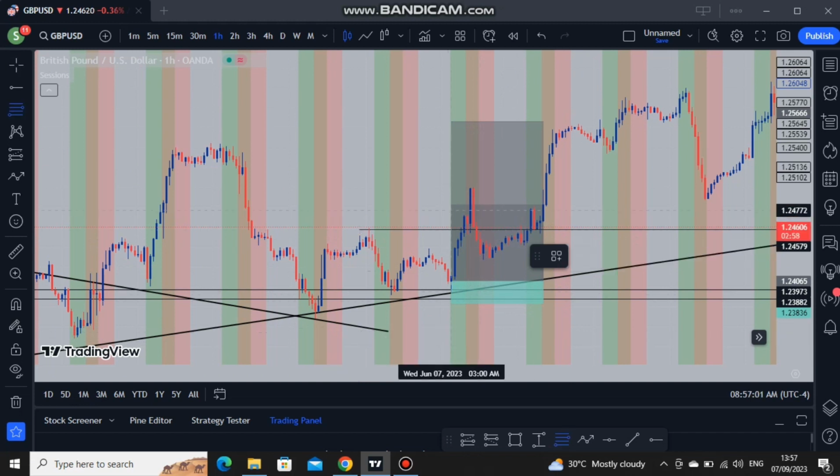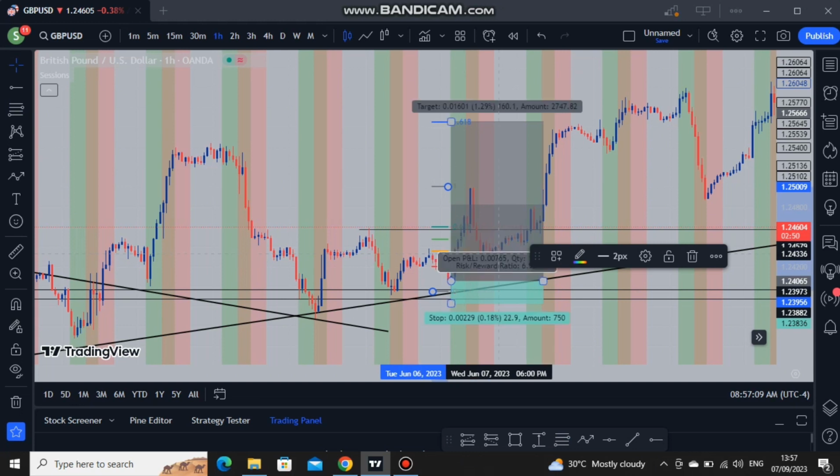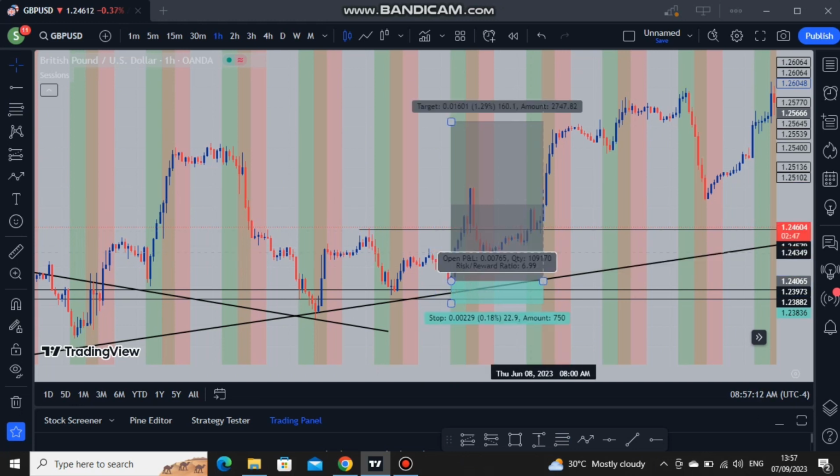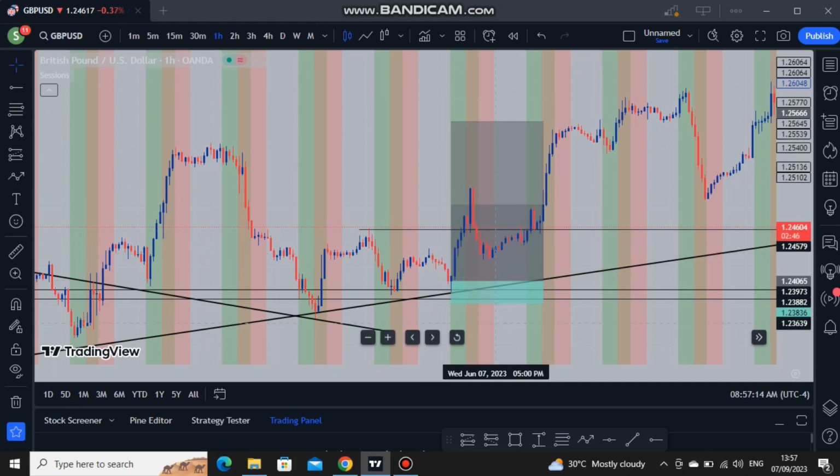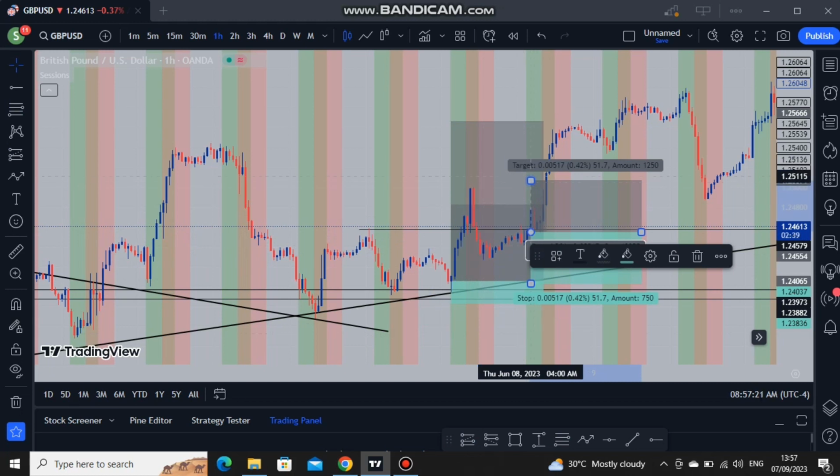Or if you want to make another entry, draw your Fibonacci from this high here to this low. Look at what happened. It came to retest the 0.382 level again and pushed all the way to the upside. So this is how you want to be trading. You add more additional trades.